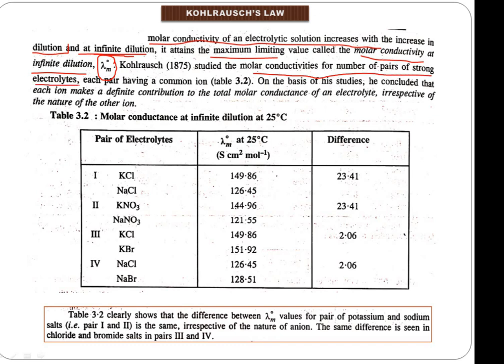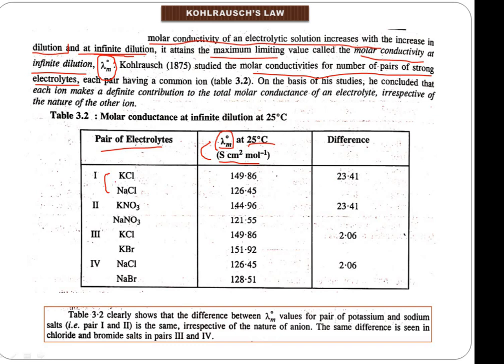What Kohlrausch did, he did research on various pairs of electrolytes, and his research is tabulated here. Let's look at this table. Now this is a pair of electrolytes. He studied KCl and sodium chloride, where chloride is common. This is the value of molar conductivity at infinite dilution, where the temperature is 25 degrees, this is the unit of molar conductivity at infinite dilution, and this is the difference.